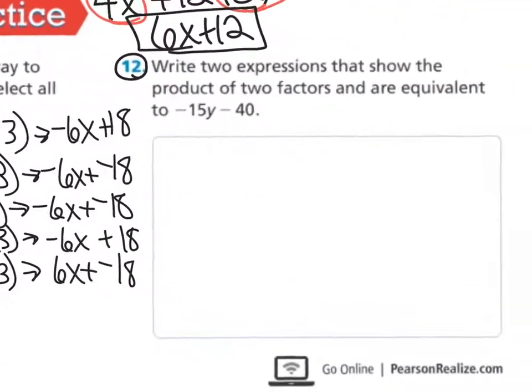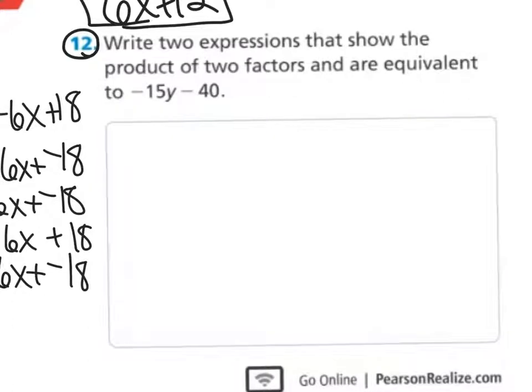And if we look at number 12, they want us to write 2 expressions that show the product of 2 factors and are equivalent to negative 15y minus 40. So if you want to add the opposite there first, you can. Since our first coefficient is negative, I'm going to probably go ahead and factor out a negative number. If we look at our numbers, 15 and 40, they have a 5 in common, so we could factor out a negative 5 and then think about what that would leave us with.